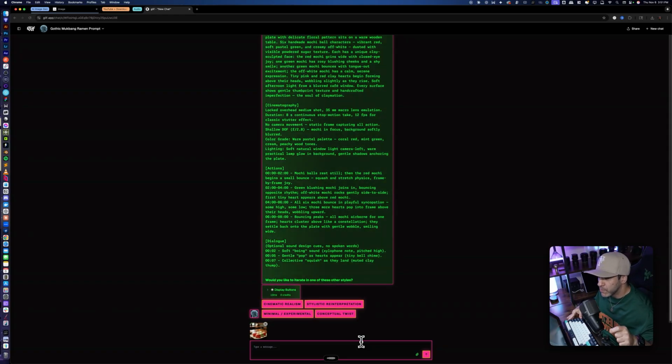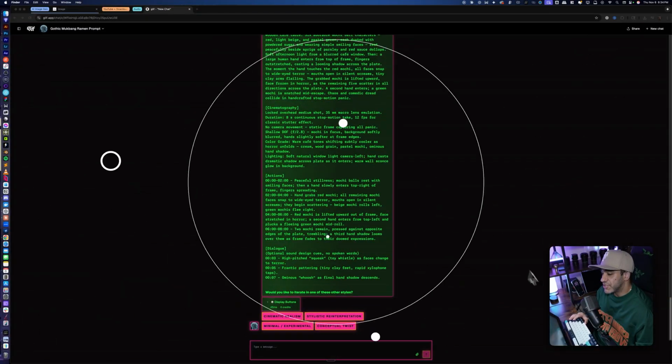And as it pulls one of the mochis up from the plate, the rest of the mochi characters scream in horror and begin running away as hands pick them off of the table one by one and they're eaten. Let's check out Veo first.